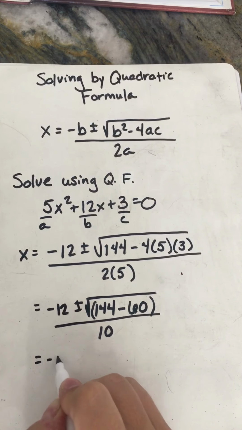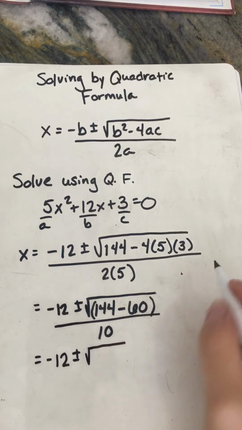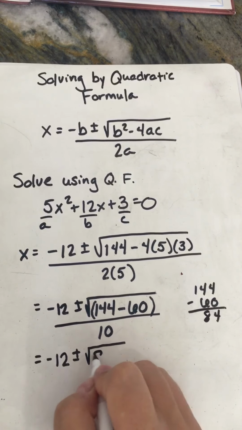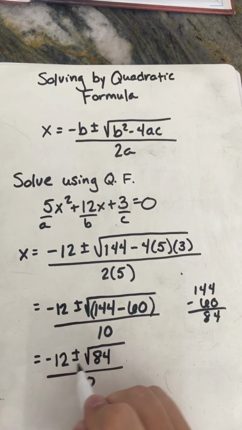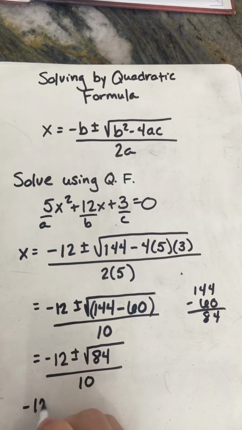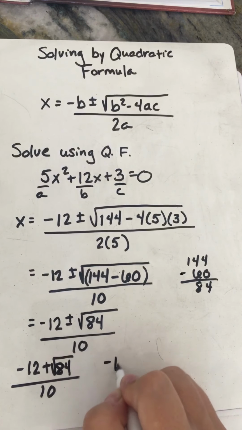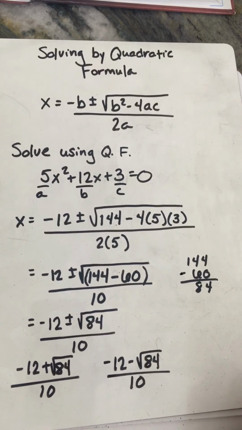All right, and you've got negative 12 plus or minus the square root of 144 minus 60. I have to do that off to the side because I don't really know. That's 84. 84 all over 10. And then you're going to do it twice, right? You're going to do negative 12 plus square root 84 and then divide that by 10. Then you'll do negative 12 minus square root 84 and divide that whole thing by 10.